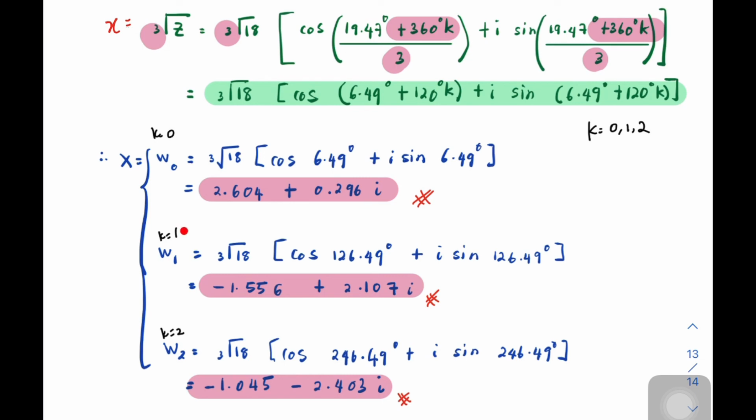And then just work out for k equal to 1. Just substitute k equal to 1 and use your calculator. This is your answer. And work out for k equal to 2. This is in polar form, and in standard form, just use your calculator. Multiply this value inside. So this is it. You have 3 answers all together.